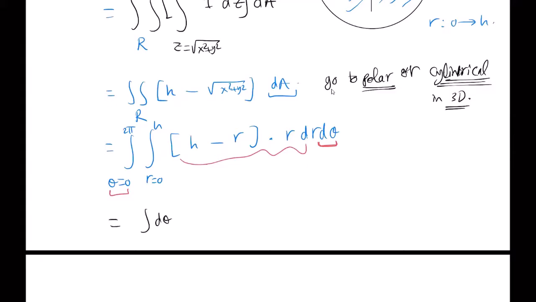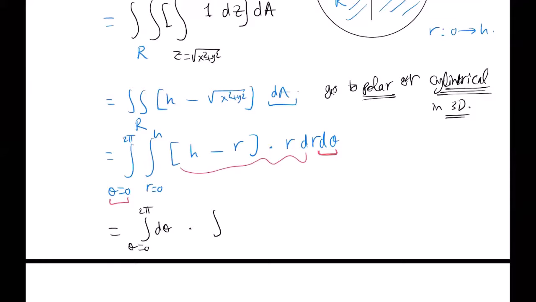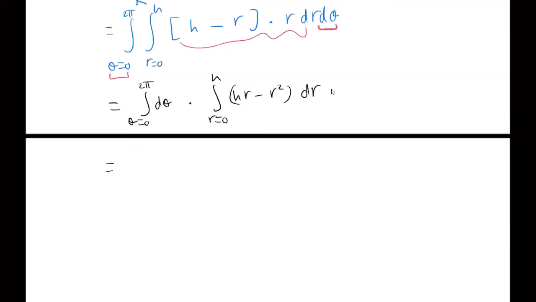So it's d theta from theta equals 0 up to 2 pi, which gives 2 pi, and then integrate first, rh minus r squared, dr from r equals 0 up to h. The rest is easy. This is 2 pi times h r squared over 2 minus r cubed over 3, so it's h over 2 r squared minus 1/3 r cubed from 0 to h. So what we do, we begin by plugging in the upper bound, then subtract the lower bound.